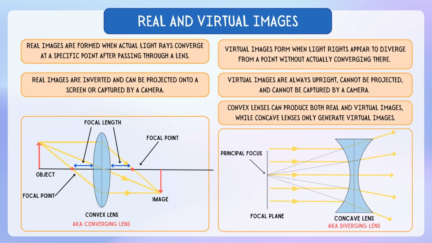Conversely, virtual images form when light rays appear to diverge from a point without actually converging there. These images are always upright, cannot be projected, and cannot be captured by a camera. Convex lenses can produce both real and virtual images, while concave lenses only generate virtual images. Understanding these differences is crucial for various technological applications and helps in solving optical problems that involve lenses and mirrors.